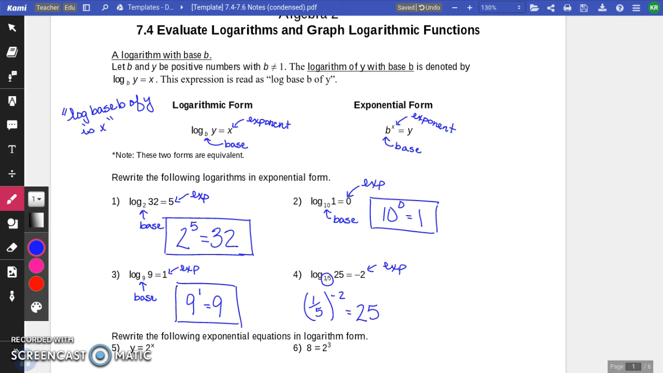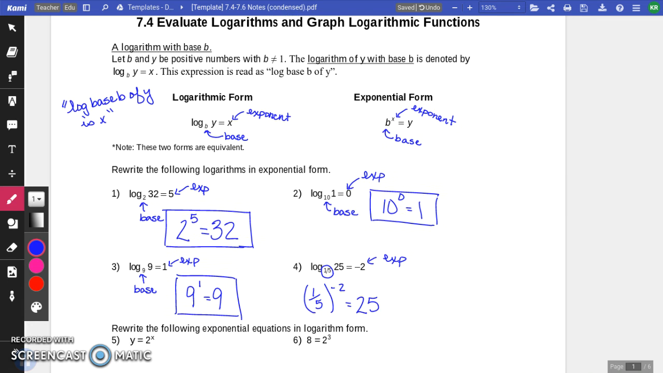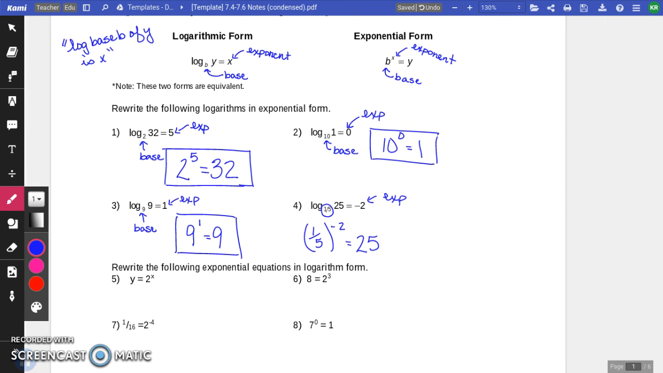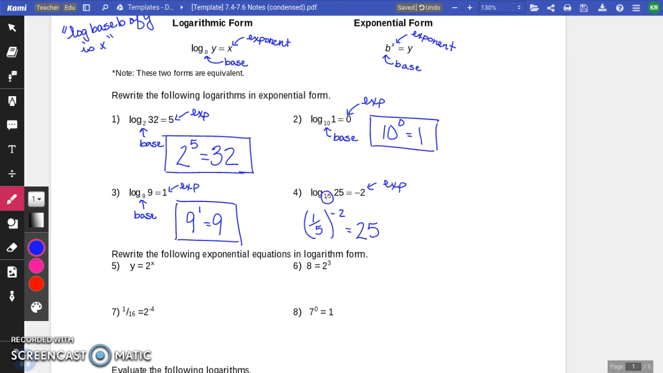Okay, all right. Then what we're going to do is go the other direction. If you have something written as an exponential equation, you can rewrite it as a logarithmic equation. We're just going to do the same thing but in reverse. Okay, so y equals 2 to the x. There's the base of my exponent. When you rewrite that, that becomes the base of your logarithm, so it's going to be log base 2 of y equals x.